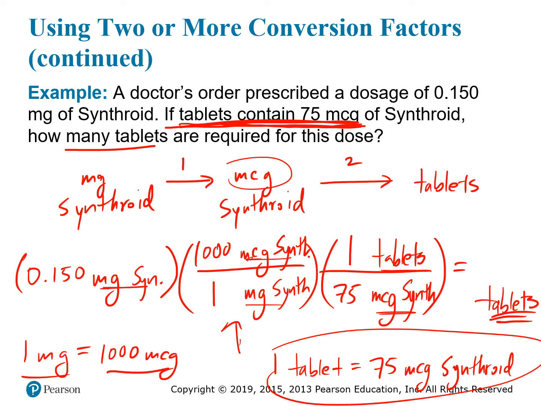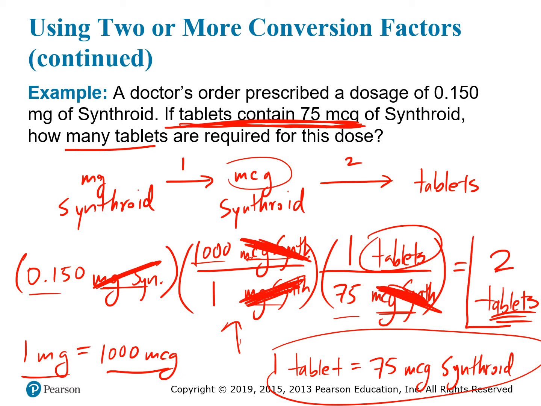Looking just at the units, we see that milligrams of Synthroid cancels milligrams of Synthroid. Micrograms of Synthroid here cancels micrograms of Synthroid here. And indeed, we're left with just the tablet unit at the end. Then we can take our numerical part. 0.150 times 1,000 is going to give us 150. And then divide that by 75, and we end up with 2 tablets. And that's our answer.